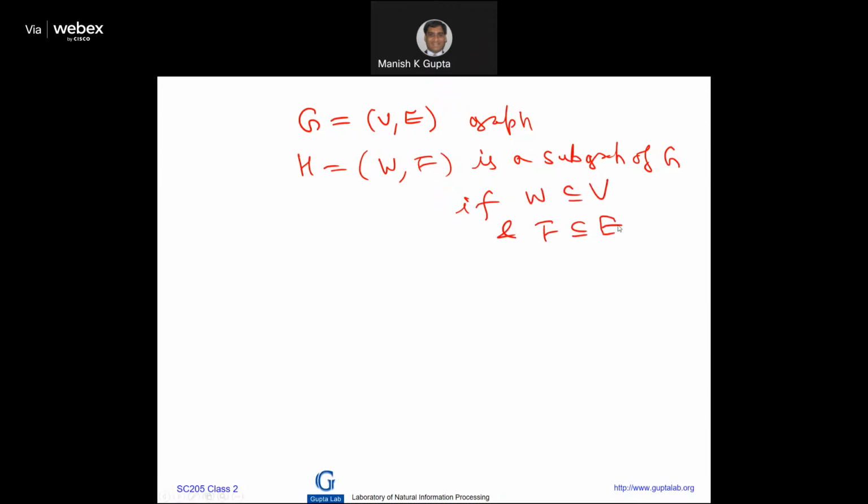Right. So there is a graph G given. I am constructing a subgraph out of it. So whatever is the vertex set in G, it contains the vertex set of H, and the edge set of G contains the edge set of H. Right. If we can do this, then it's a subgraph. So let us take an example.